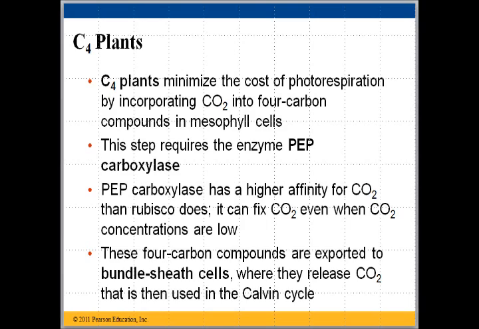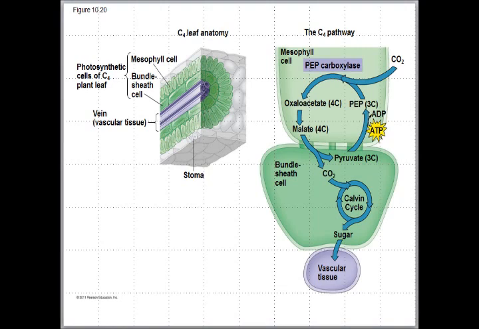And what it does is it fixes carbon dioxide into a particular 4-carbon compound. And that 4-carbon compound is taken to a different part of the plant, taken to cells called bundle sheath cells. And then that 4-carbon compound is broken back down and the carbon dioxide is released there for the Calvin cycle. So here's how the C4 plants get around this problem of photorespiration and low carbon dioxide levels because the stomata are closed. They subdivide the process into 2 separate areas.